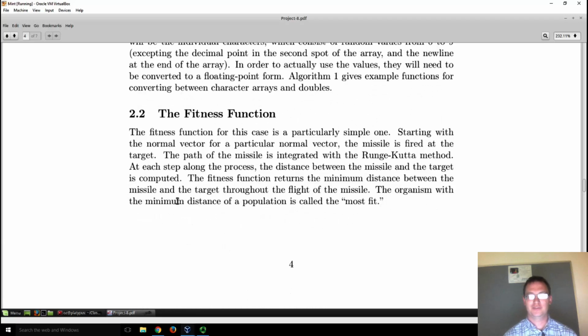The fitness function in this case is really simple. We fire the rocket, or the missile, and we keep track of the minimum distance the missile gets to the target. Once the missile hits the ground, we can stop because we know we've hit the ground, and then we return the minimum distance. The target is traveling, and we're trying to hit a moving target, which is not easy.